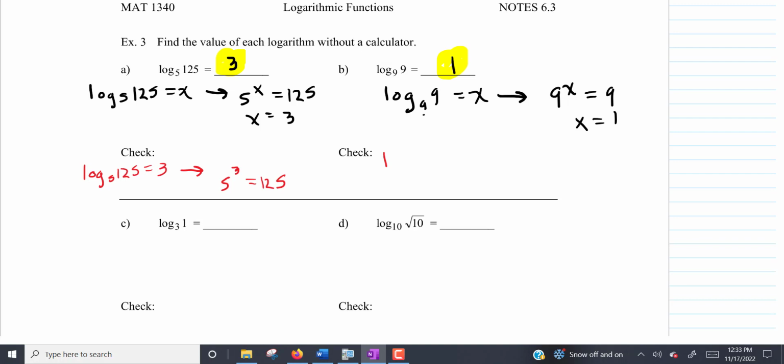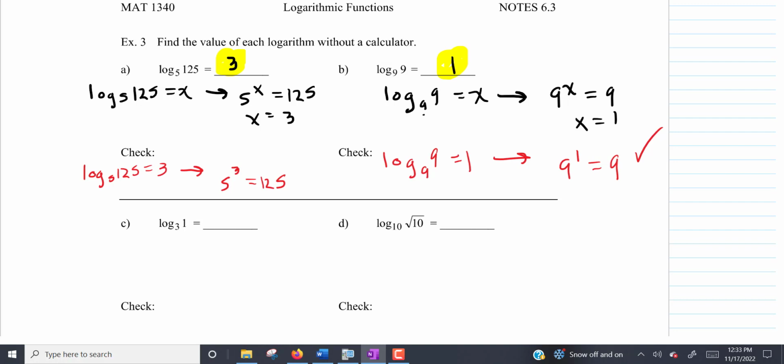So if you want to check your answer, you really can check these things mentally, but all you're really showing to yourself is that 9 to the first is equal to 9. That's how you know. Okay, all right, that's the idea.